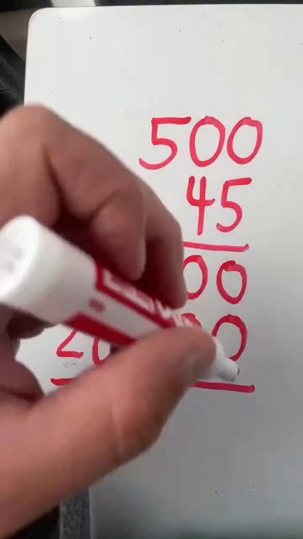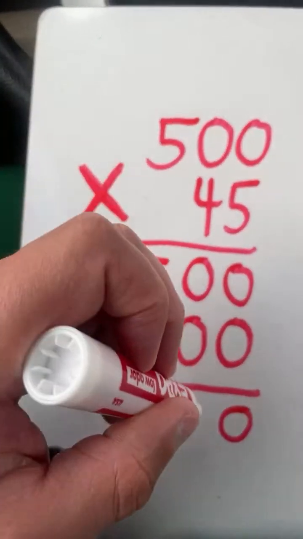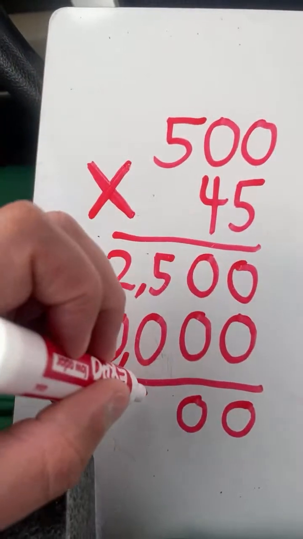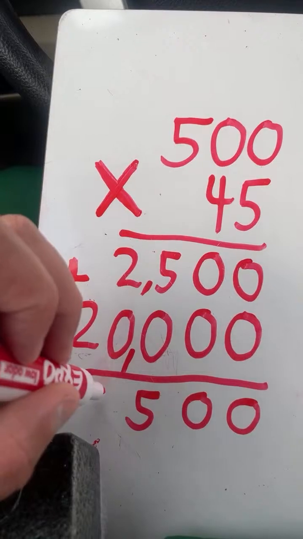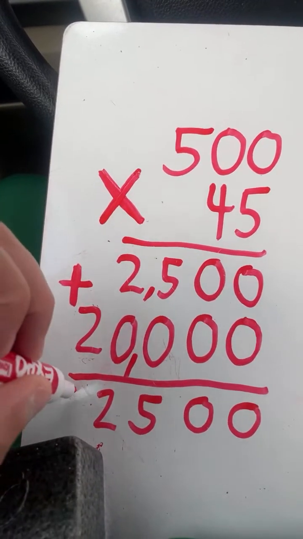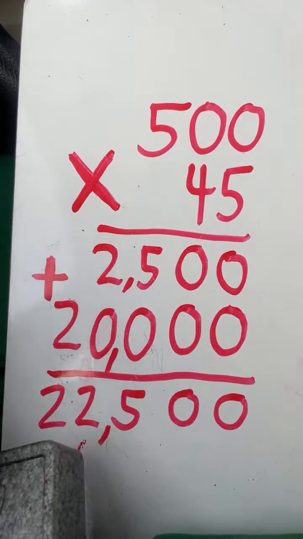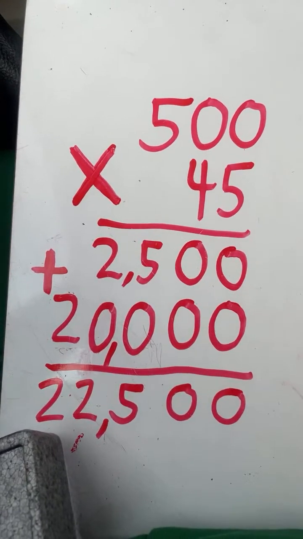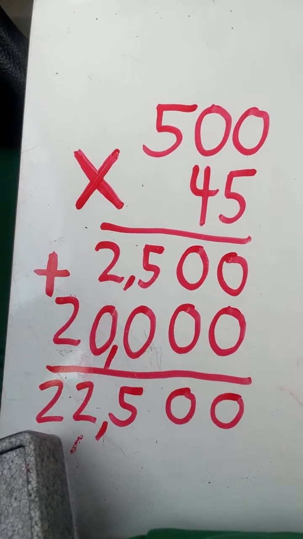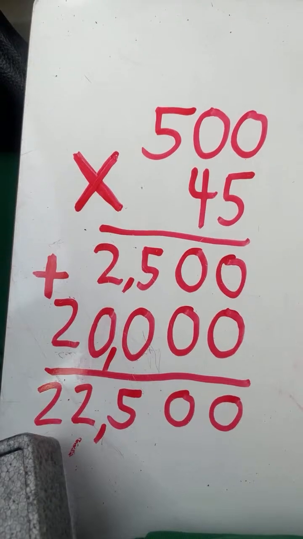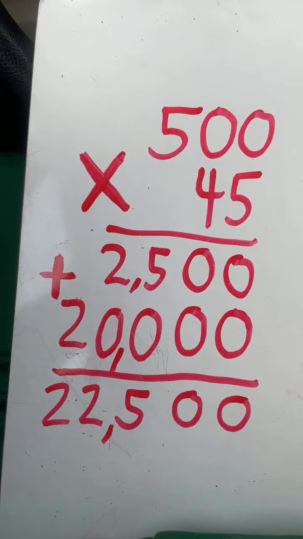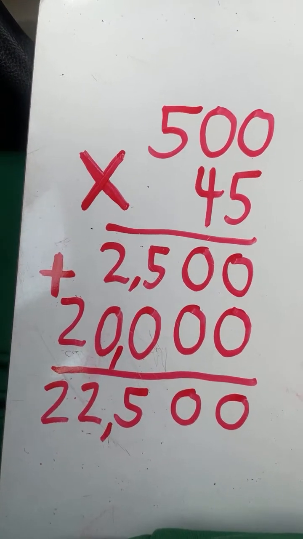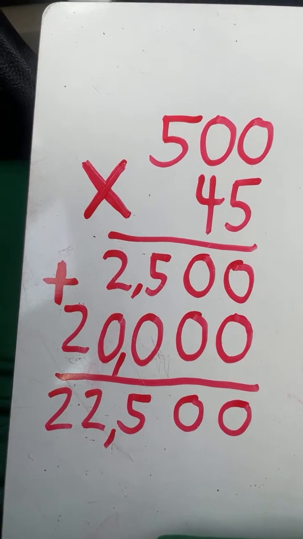All right, 0 plus 0 equals 0. 0 plus 0 equals 0. 5 plus 0 equals 5. 2 plus 0 equals 2. 0 plus 2 equals 2. And shout out to the person in the chat. They were correct on their answer. 500 times 45 equals 22,500. All right, we are now moving on to a 3-digit by 3-digit multiplication problem.